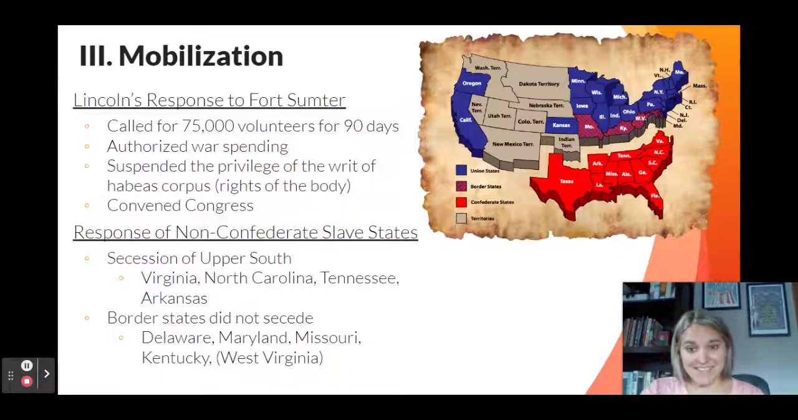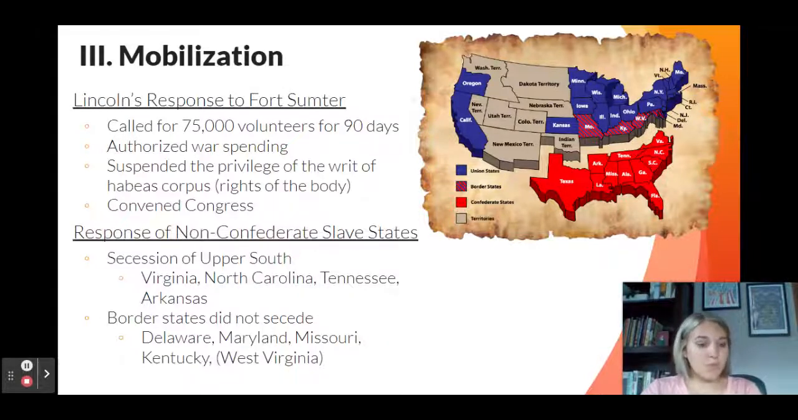So Lincoln's response is to call out 75,000 volunteers for 90 days. Clearly, as we know, this is not nearly enough. He authorizes war spending, and then he controversially suspends the privilege of the writ of habeas corpus, which is kind of the rights of the body, rights to a trial once you've been arrested.